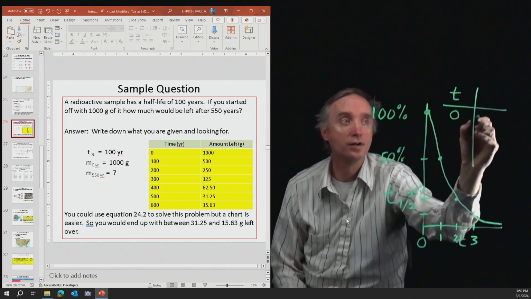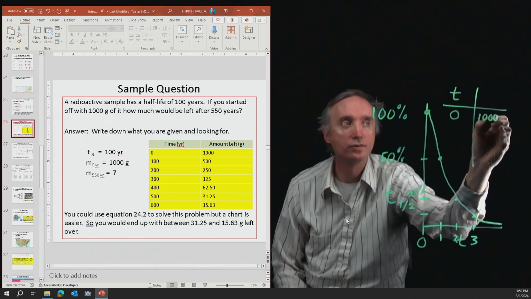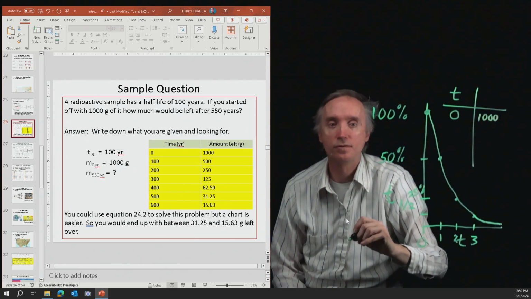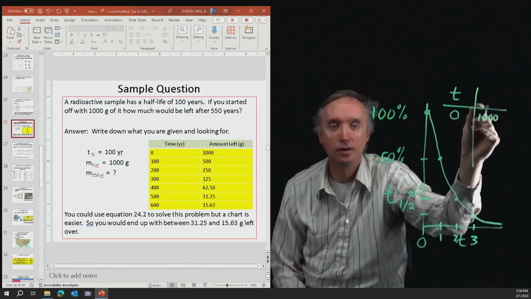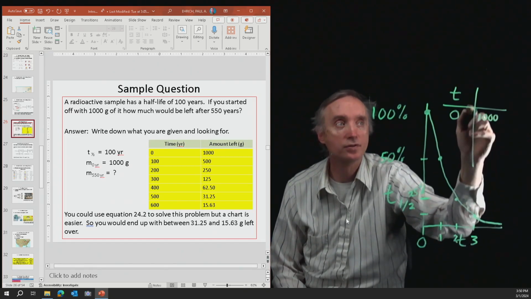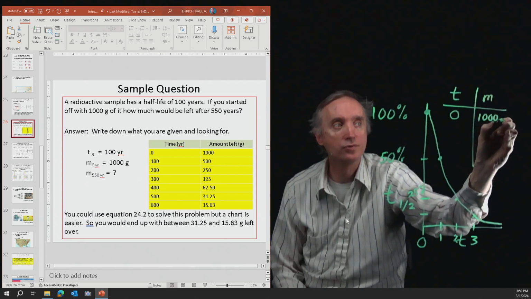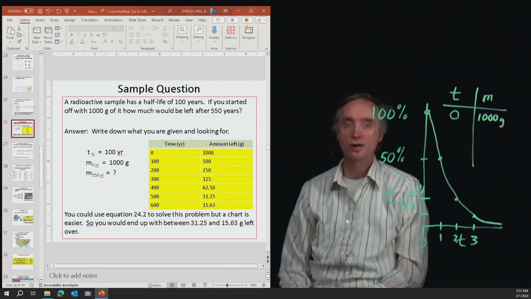Now the instant we click our stopwatch, how much has decayed? None of it. So over here, we're going to put 1,000 grams. This is the amount of radioactive substance that you have. So we could put M for mass. So 1,000 grams is the amount you start with.